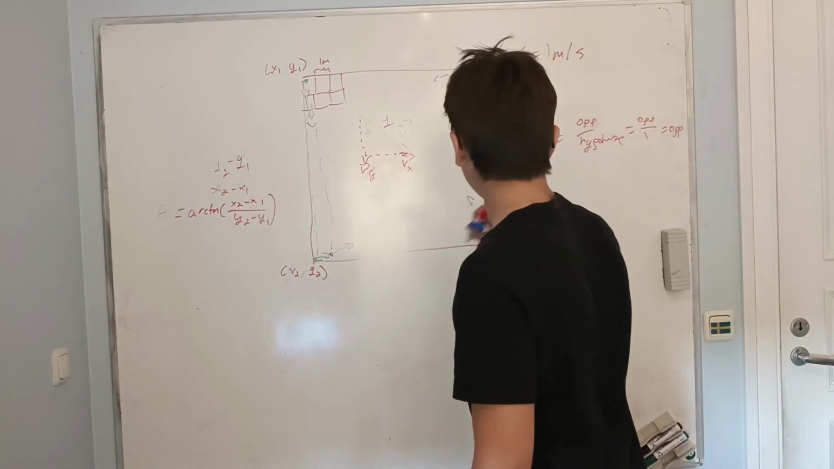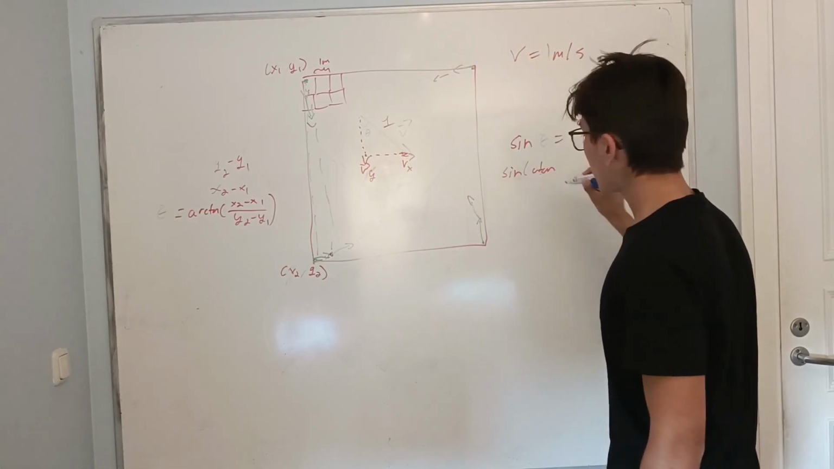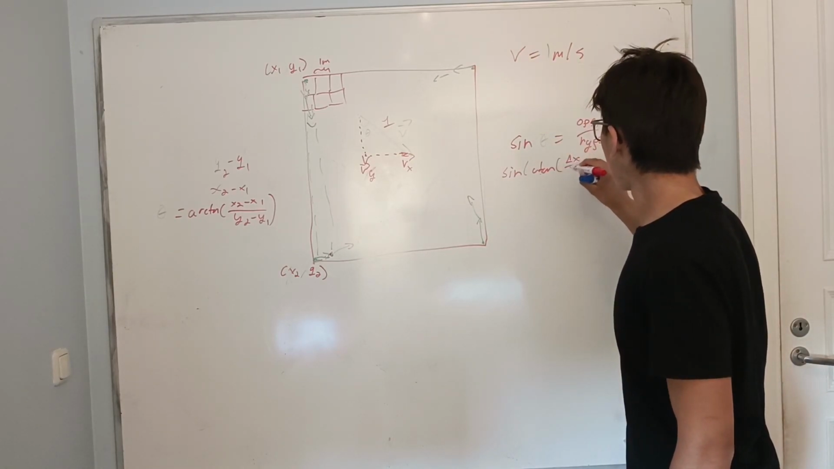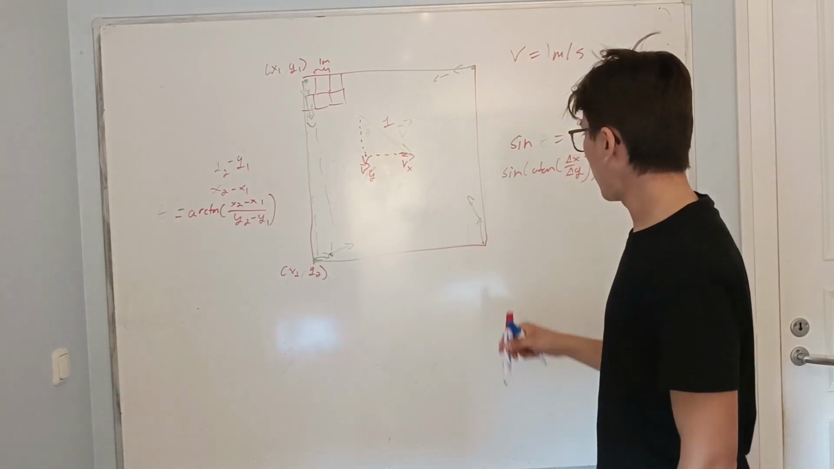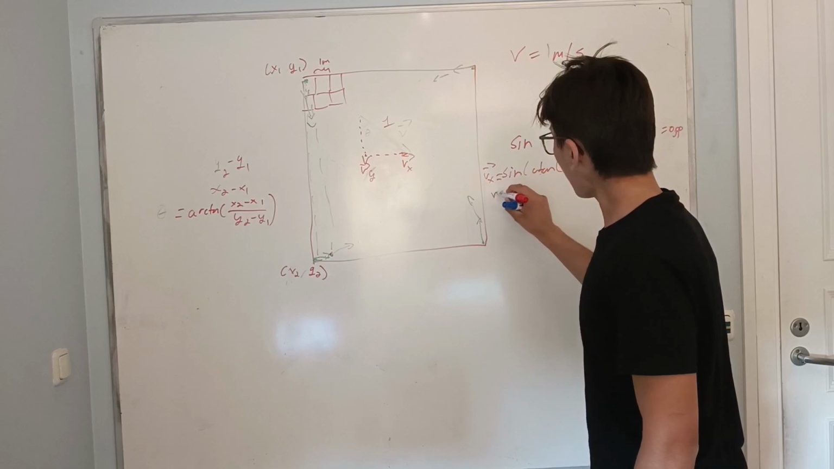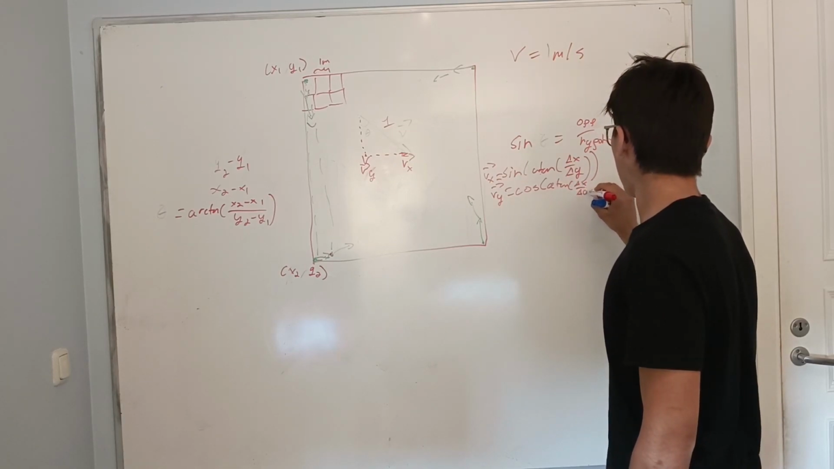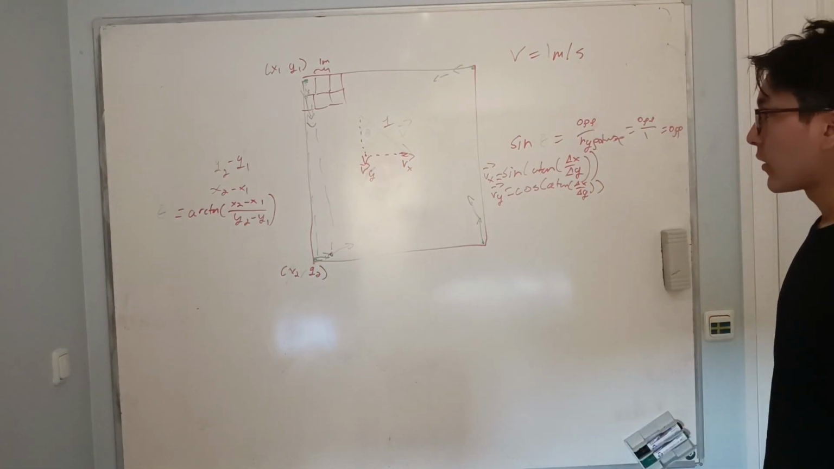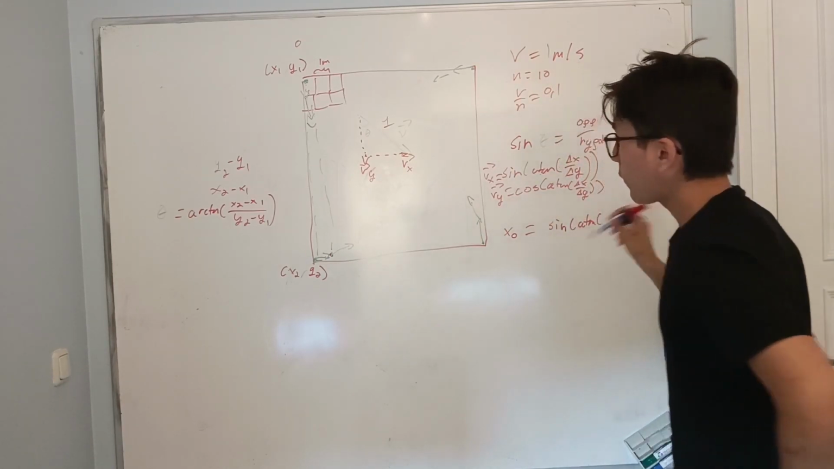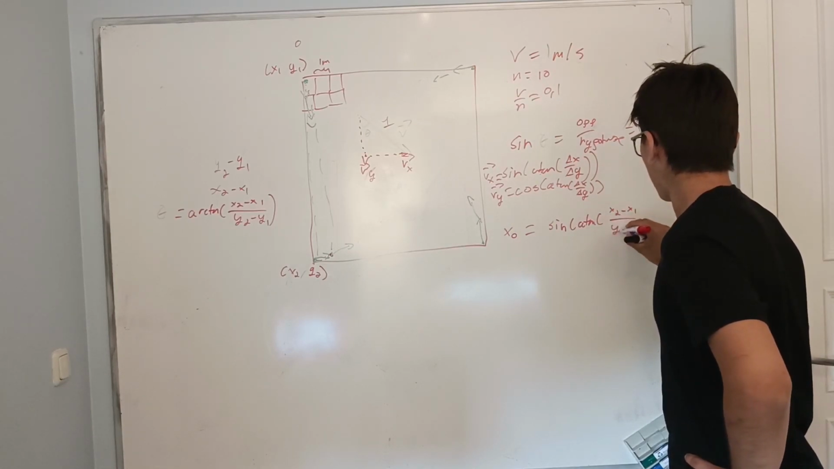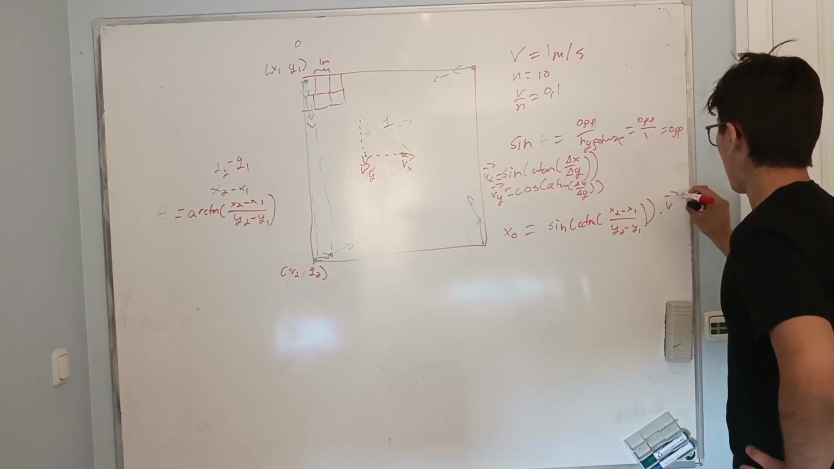And so the length of this one right here will be the sine of the arctangent of delta x over delta y. And then inversely, the y vector will be equal to the cosine of the arctangent of delta x over delta y. And so this is how you could compute the different steps. So we get that this is equal to sine of arctangent of x2 minus x1 over y2 minus y1, and this will be times our velocity constant divided by n.